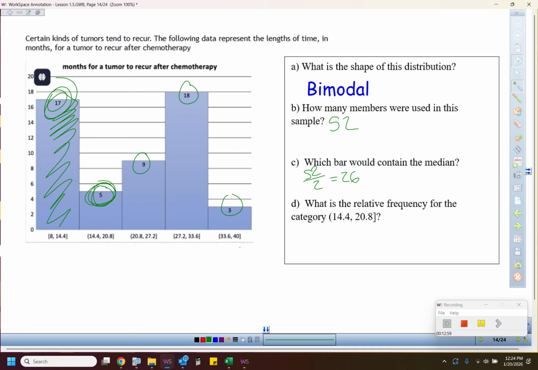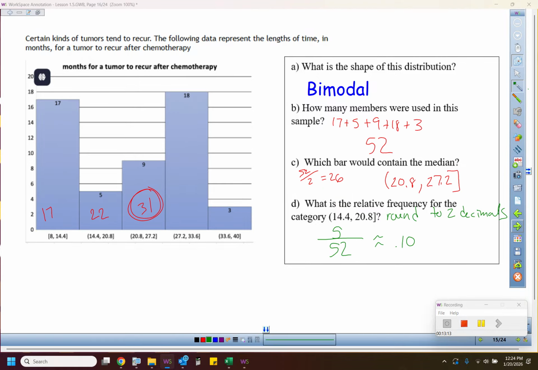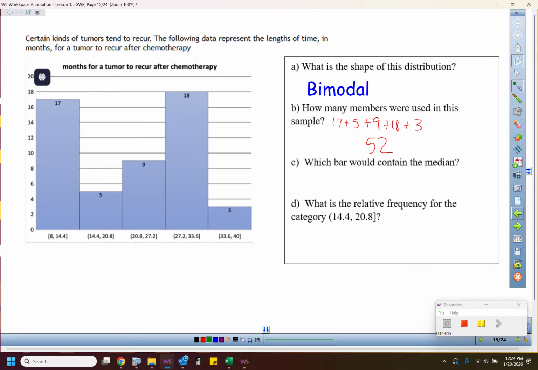Now I'm at 22, excuse me. Didn't quite get there either. If I add up 9 more, I'd be at 31. Would the 26th item fall in this bar right here? So, yes. The way we'll write that down is it's in this bar, the 20.8 to 27.2, and it's got these weird parentheses and square brackets. We saw that a little bit last time on last time's homework.